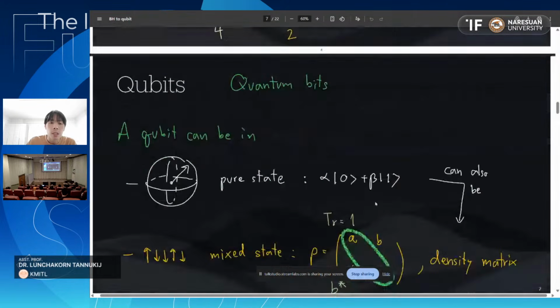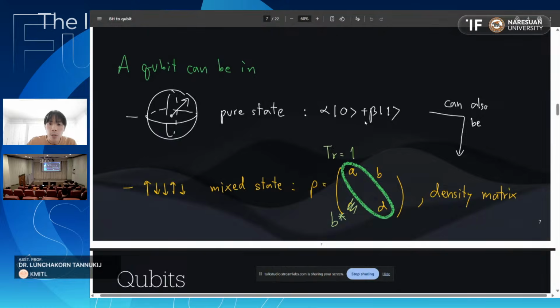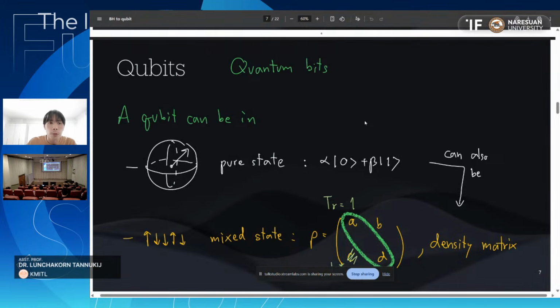Now I'm going to do some review on quantum bits, or qubits.